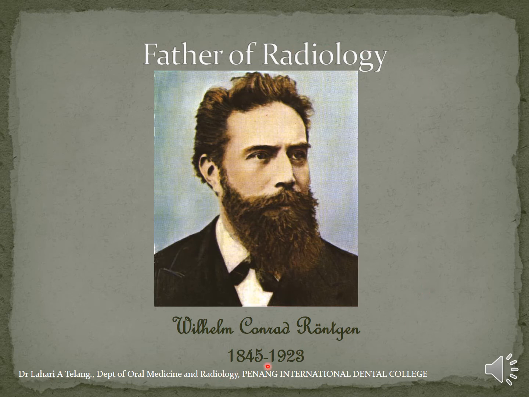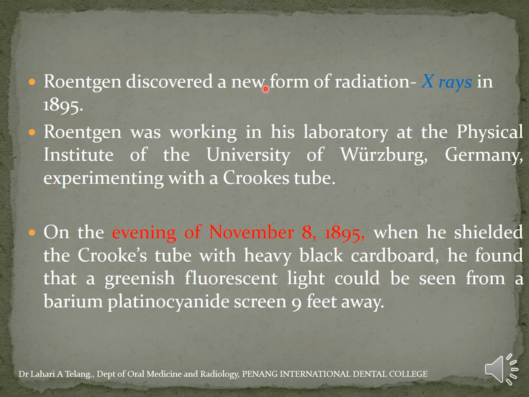He was born in 1848 and died in 1923. Now this man has a lot of importance, and modern day radiology owes a lot to him. That's why he's termed as the father of radiology. He discovered a new form of radiation called the X-rays in 1895. Röntgen, or in German called as Röntgen, was working in his lab at the Physical Institute of the University of Würzburg in Germany, experimenting with the Crookes tube.